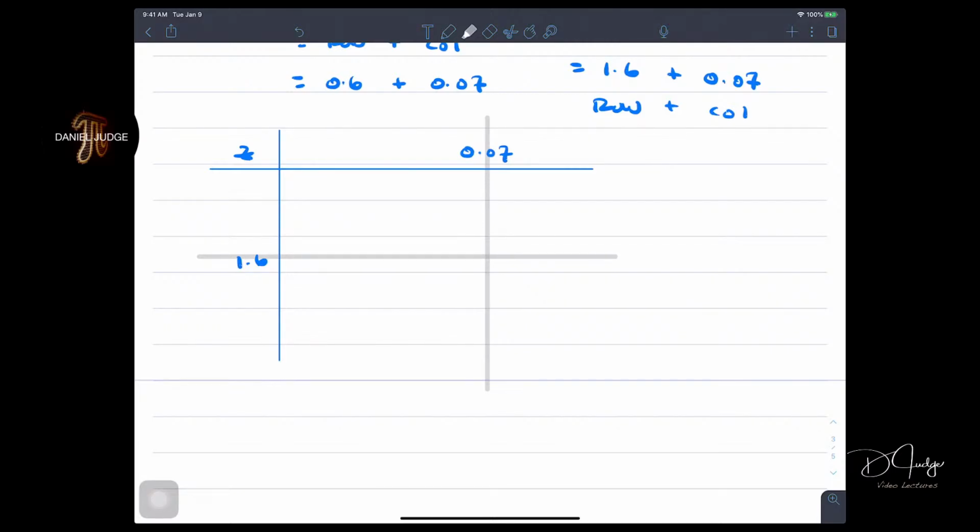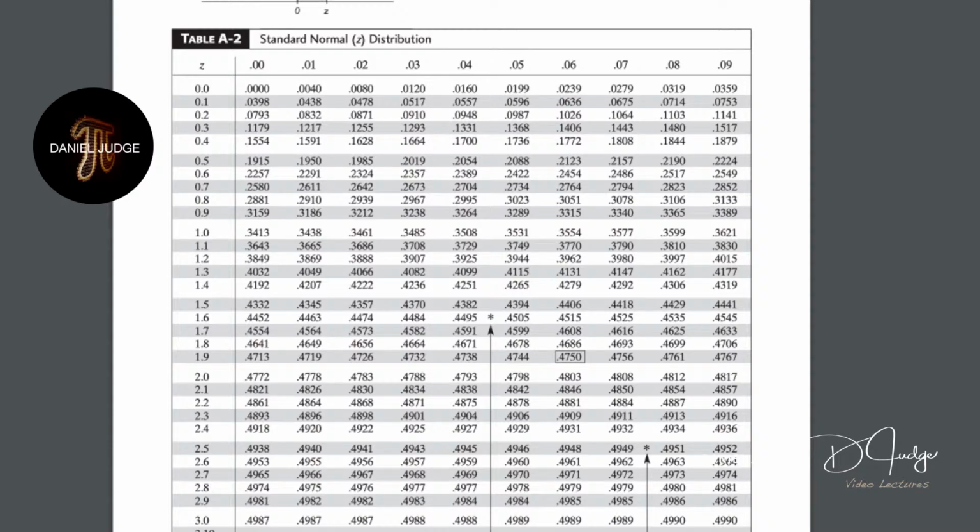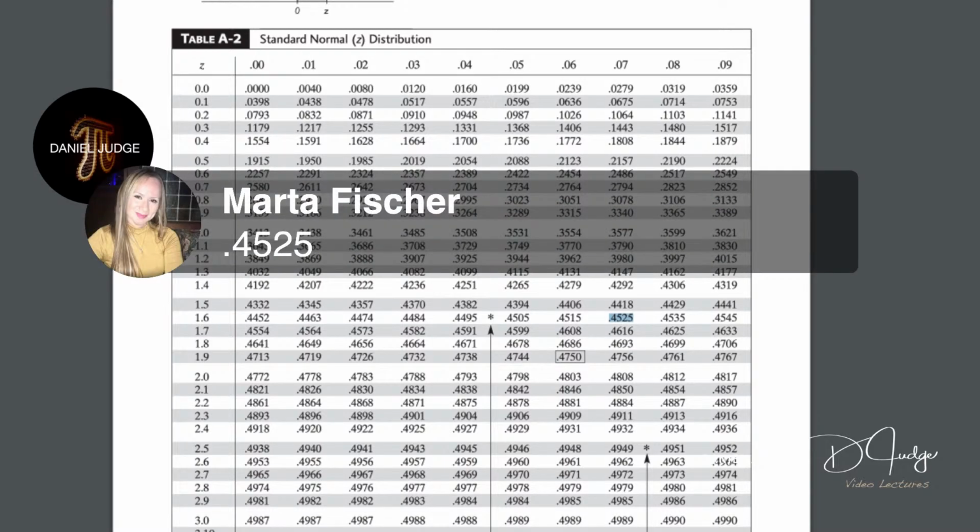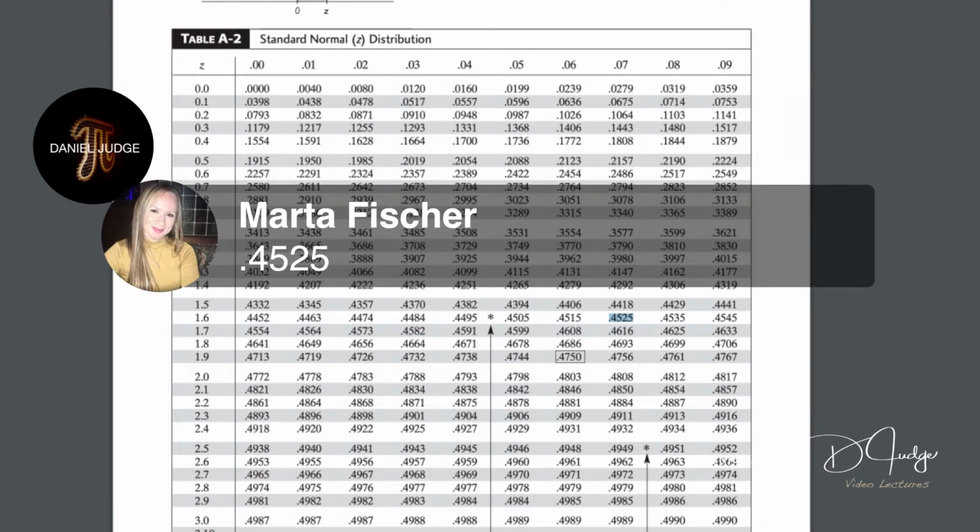So we go to the table and we say, okay, where are you, table? You're in the browser. So I can find the 1.6 row. You know, it's right in here, the 1.6 row, and then 0.07 looks like it's this value right here, right? 0.4525. So Marta says, yeah, 0.4525, if you guys can see that. And that's about 45.25%.